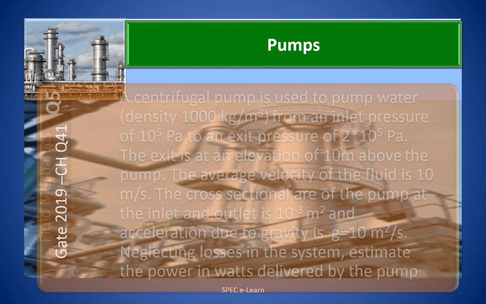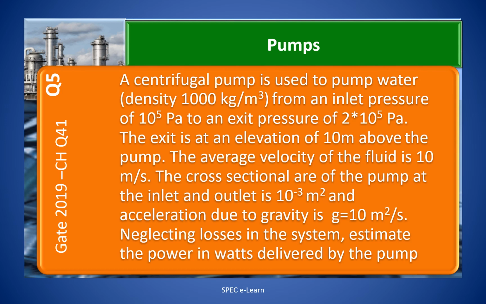GATE 2019, question number 41. A centrifugal pump is used to pump water of density 1000 kg per meter cube from an inlet pressure of 10 to the power 5 Pascal to an exit pressure of 2 into 10 to the power 5 Pascal. The exit is at an elevation of 10 meter above the pump. The average velocity of the fluid is 10 meter per second. The cross-section area of the pump at the inlet and the outlet is 10 to the power minus 3 meters squared, and the acceleration due to gravity, that is g, is equal to 10 meters per second squared. Neglecting losses in the system, estimate the power in watts delivered by the pump.